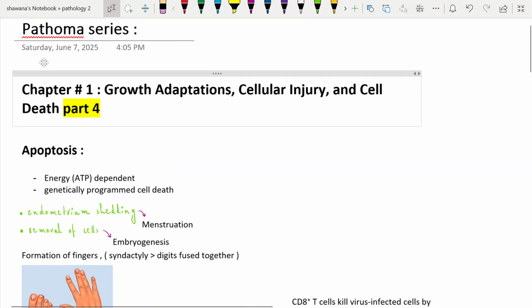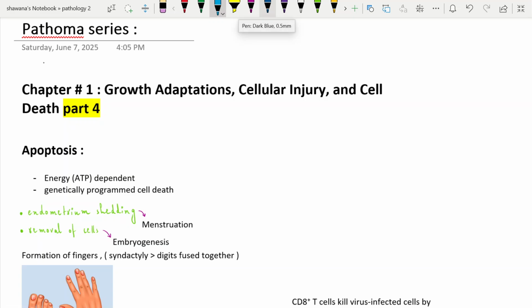Good evening, guys, and today our topic is apoptosis. In the previous lecture, we discussed reversible and irreversible cellular injury and necrosis. So let's get into it. First of all, what is apoptosis?